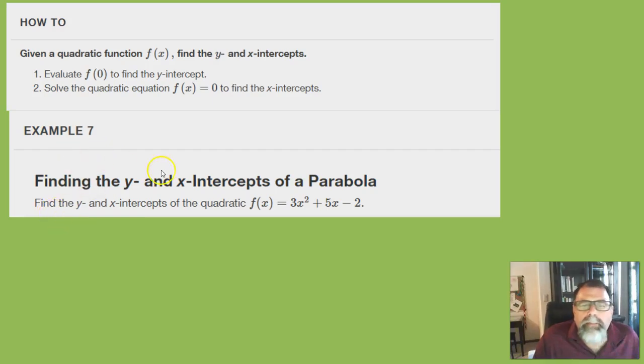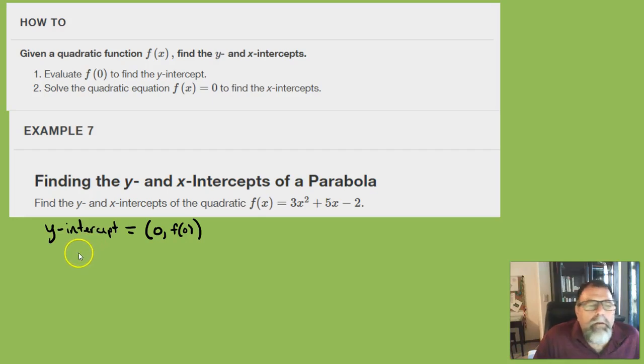Okay, so let's look at example 7, finding the y and the x-intercepts of a parabola. f of x equals 3x squared plus 5x minus 2. So again, to find the y-intercept, that's the easy one. You put in 0 for x, and you plug it into the function and figure out what the y coordinate is.